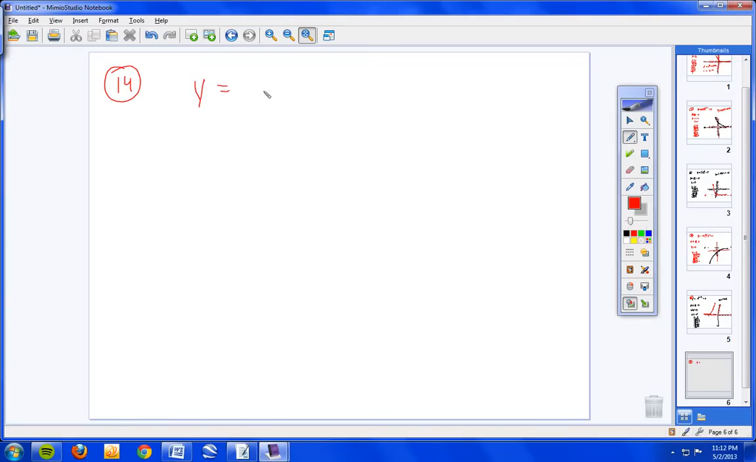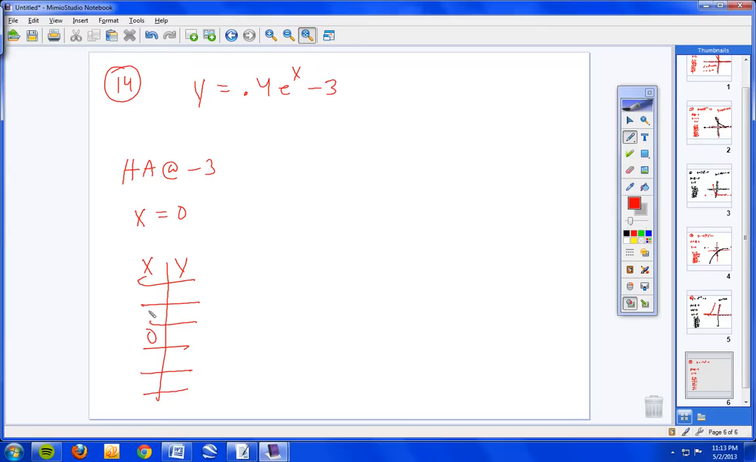Alright, number 14 looks like this. Y equals 0.4 e to the x, and then minus 3. So your horizontal asymptote is at negative 3. You take your exponent, set it equal to 0. So your middle value will be 0. So we go up 1, 2, go down negative 1, negative 2. Give me a second while I type this in.